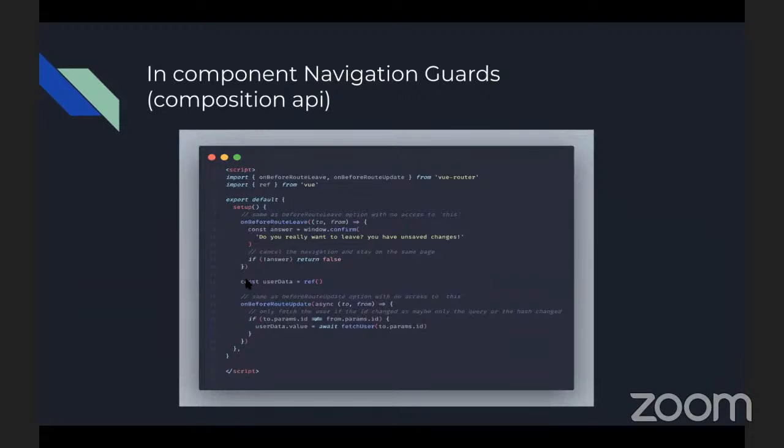Okay, so we have access to onBeforeRouteLeave, onBeforeRouteUpdate, and beforeRouteEnter, with the same naming, just some change in the caps and with the "on" in front of it. Yes, so these are the two main things that change when using routing with the composition API.